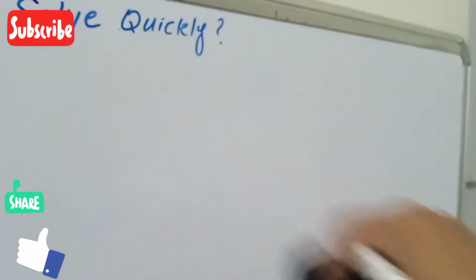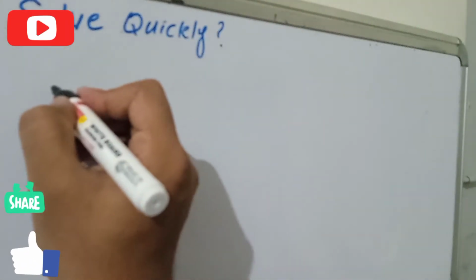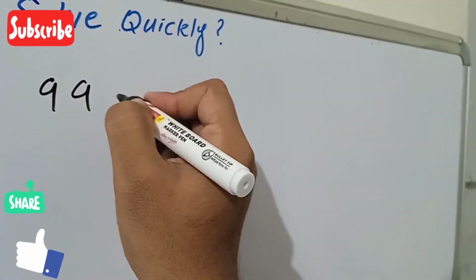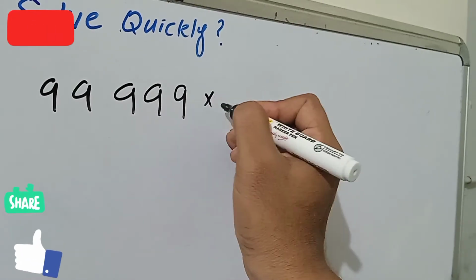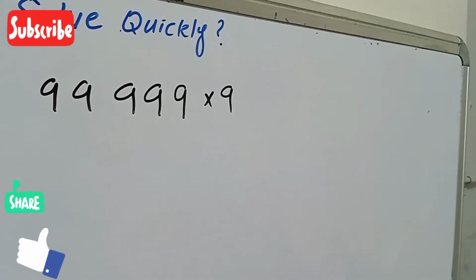The example number 2 we are going to solve. Now I am talking about double 9, that is 99, multiplied by 9. If we are going to have all the numbers multiplied by 9, how are we going to solve?